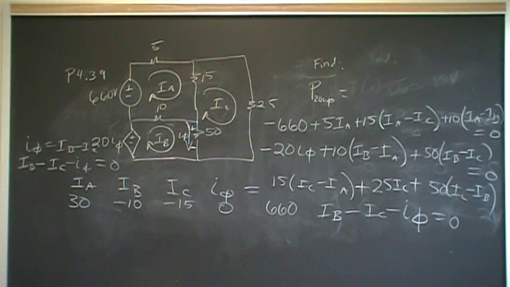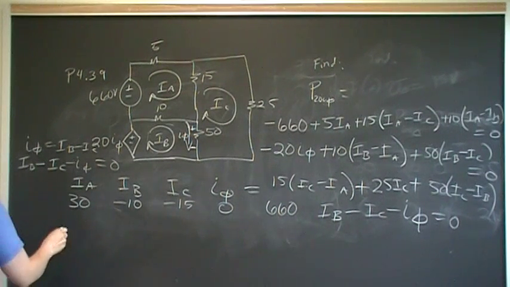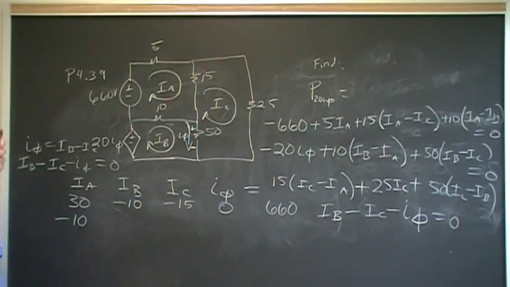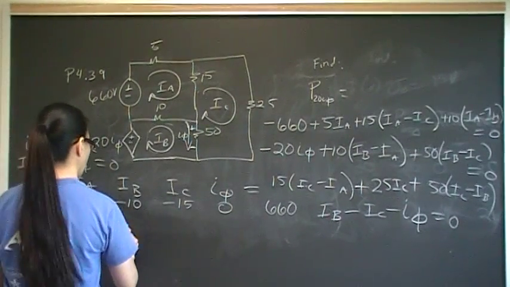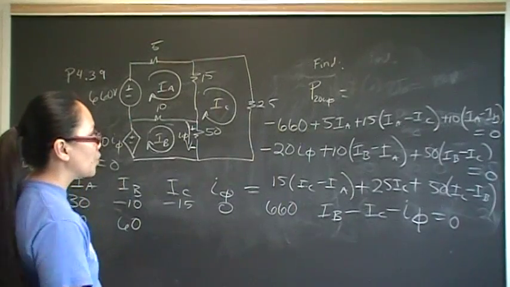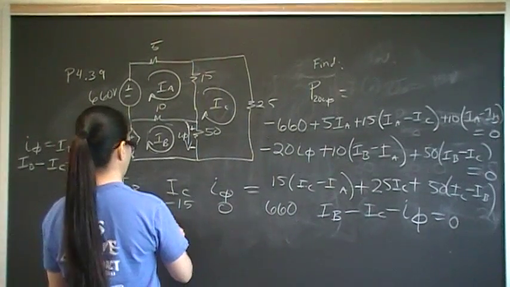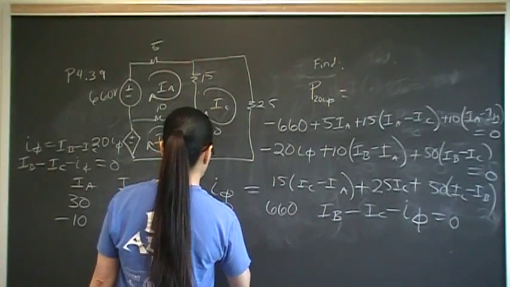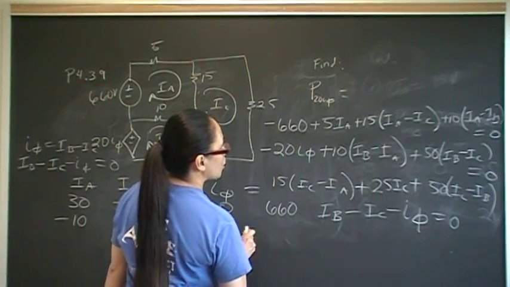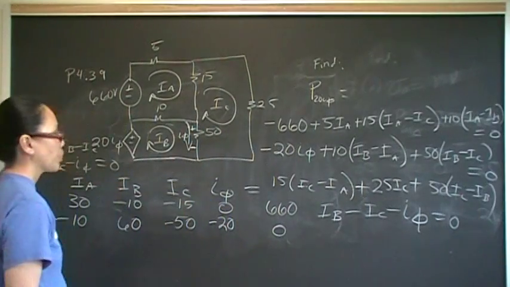Line number 2, we have negative 10 coefficient for IA. And for IB, we've got 10 plus 50, which is 60. And for IC, we have negative 50. We have negative 20 for I-phi. And no constants, so 0 there.